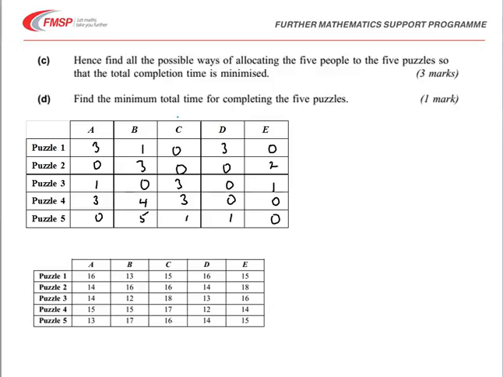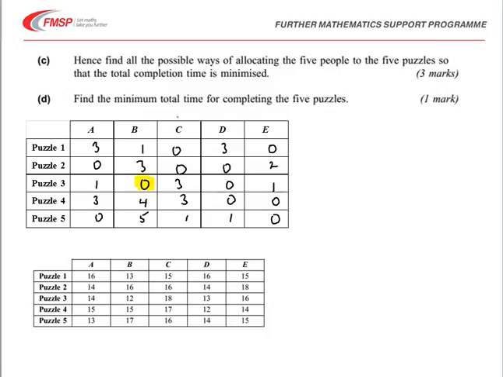The next part of the question asks us to find the possible ways of allocating the 5 people to the puzzle so that we have a minimum time. In other words, we've got to use the zeros. So if we first of all look at column B, you can see that B has only got one 0 there. So puzzle 3 must be done by B.